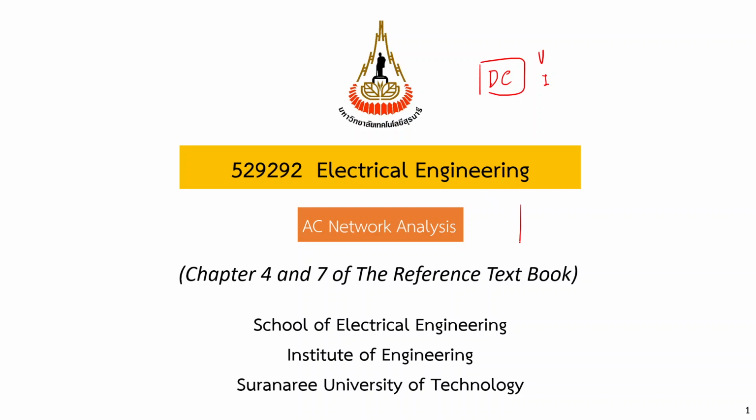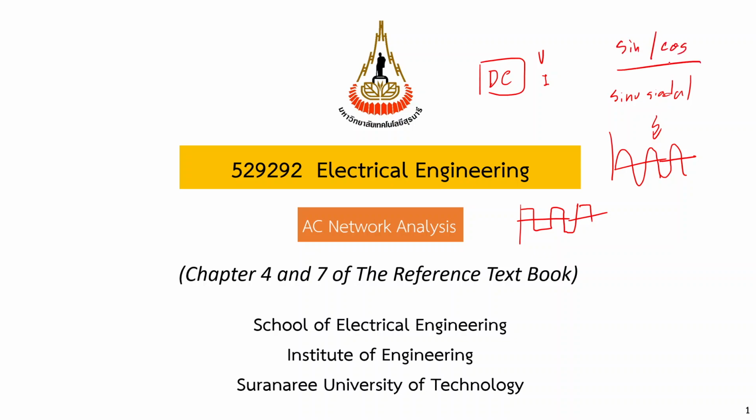The AC circuit is a circuit that has periodic signals of voltage and current, and mostly they come in sinusoidal waveform, sine and cosine form. This is a signal where we have time and signal voltage or current. We have the amplitude, period, and frequency of this signal.